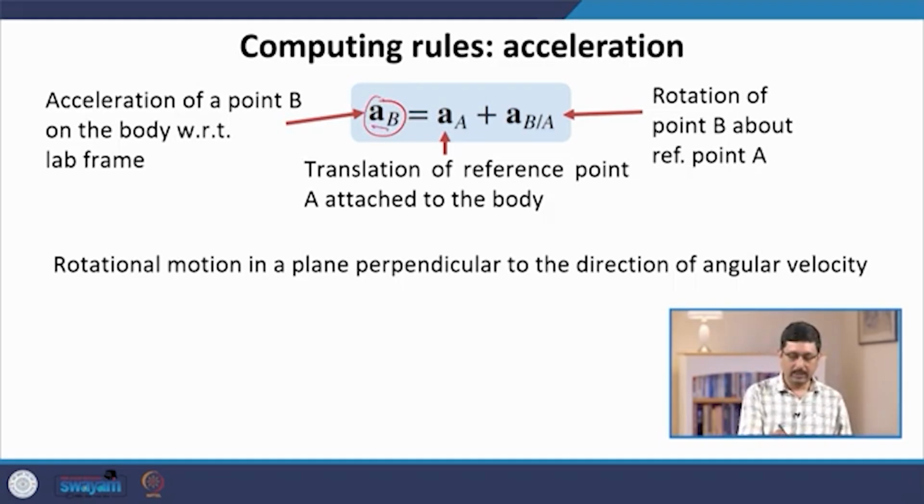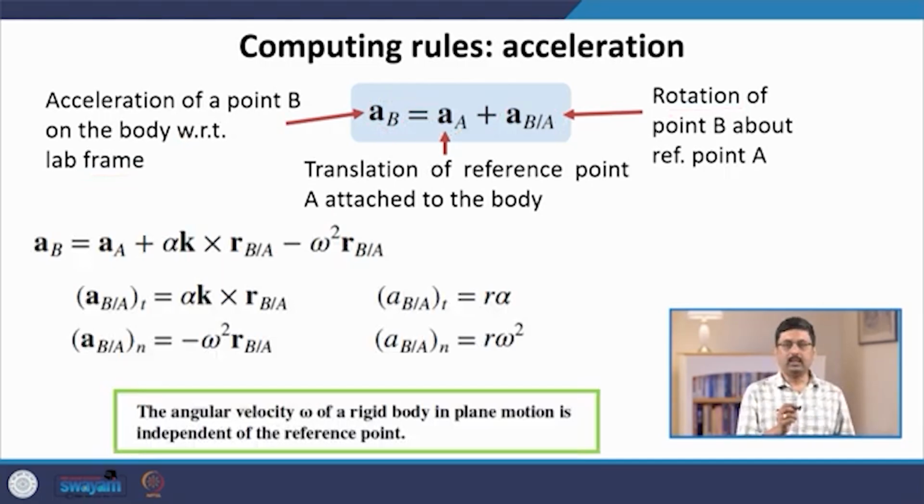Here a_B is the desired acceleration that we want to compute with respect to the lab frame. It is the acceleration due to translation of the reference point A plus the acceleration of the point B due to rotation about the reference point A. Note that even though the direction of the angular velocity is not changing, its magnitude can change, hence there could be acceleration of the point B with respect to A.